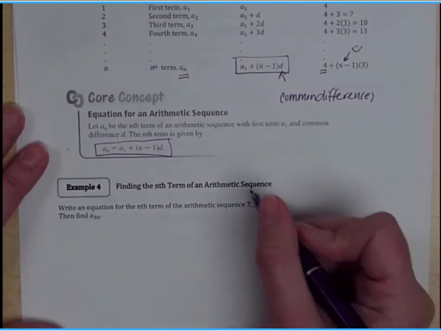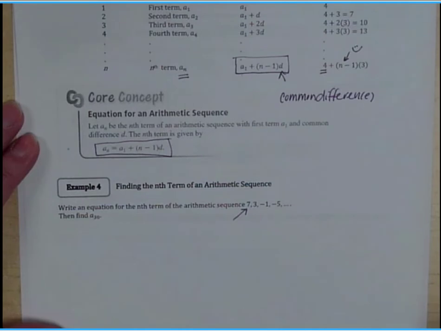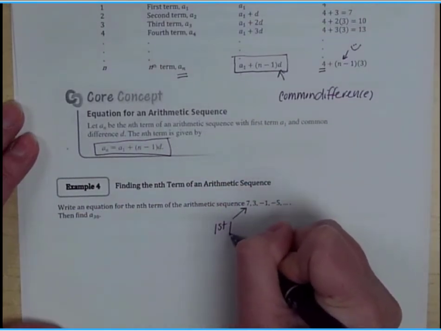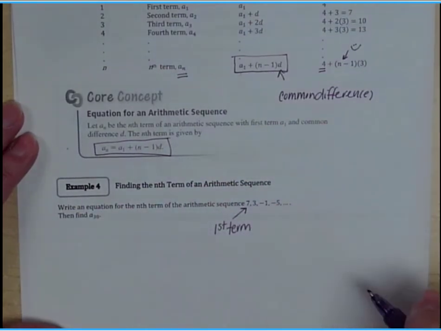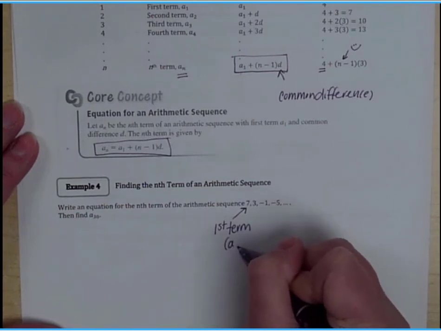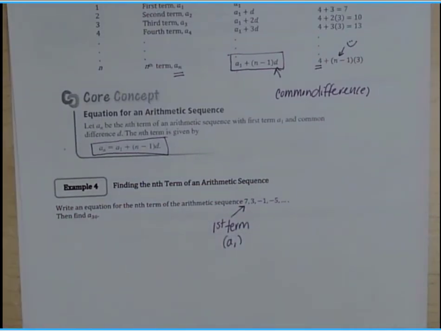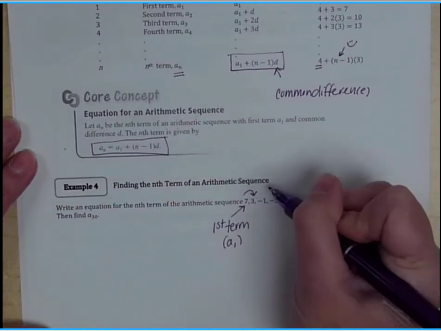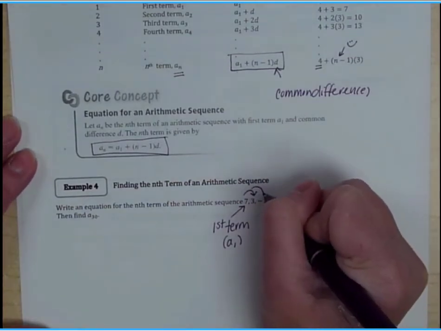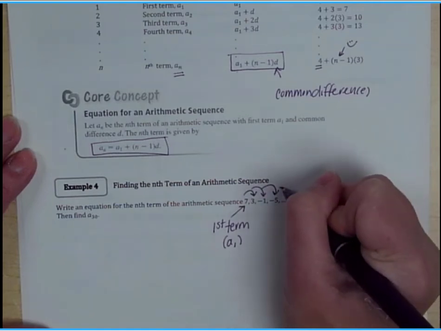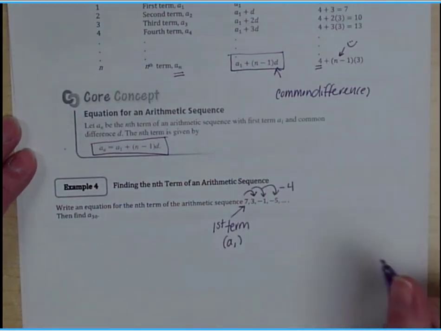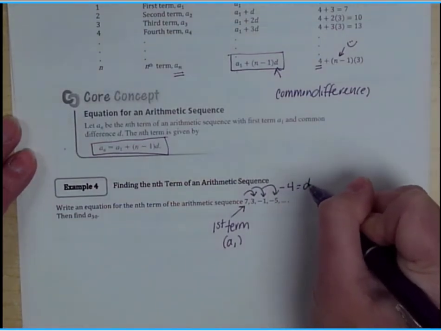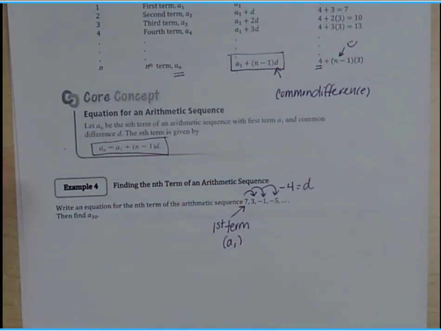So if we take a look, this 7 is our first term. Okay? That's our number written first, so we consider that A1. Now, I want to know what the common difference is. So from here to here, and here to here, and here to here, we subtracted 4. So this is our common difference, which is D.